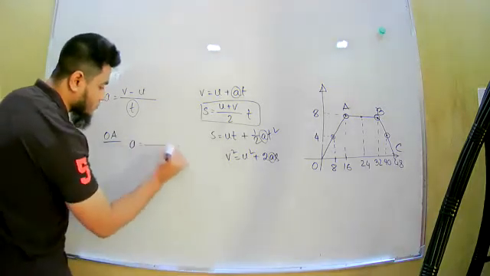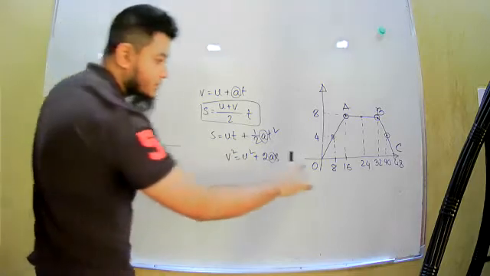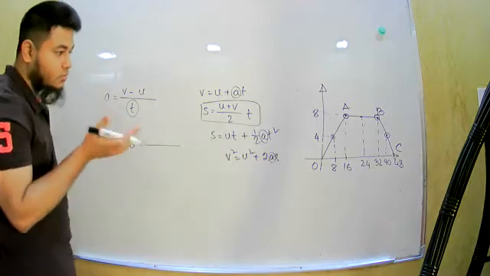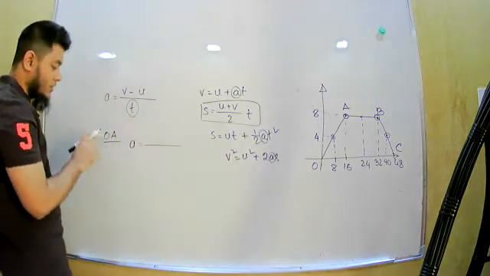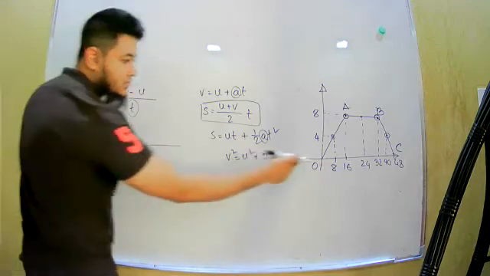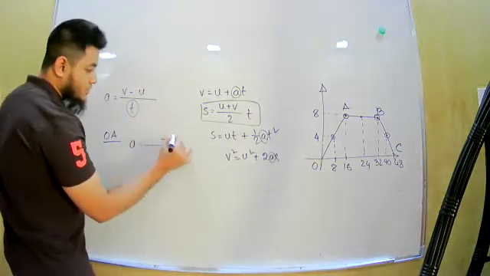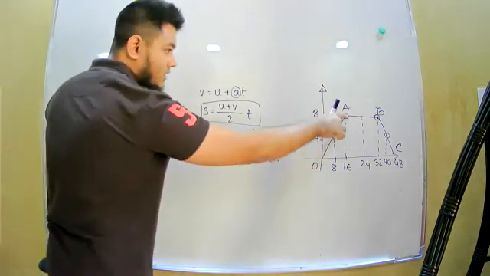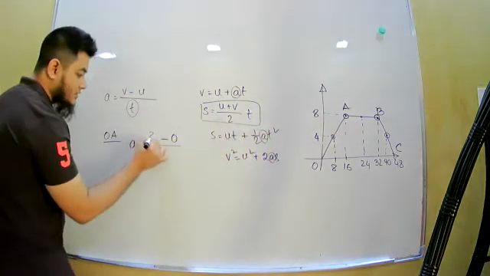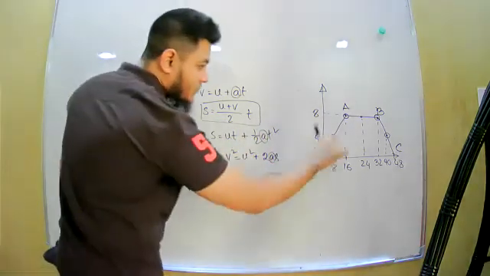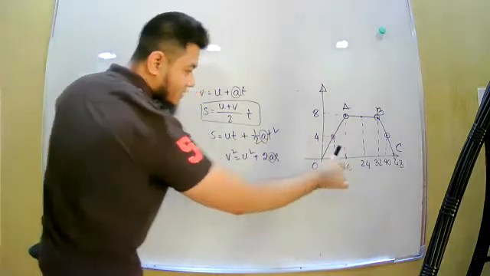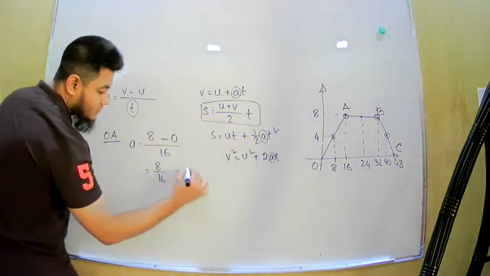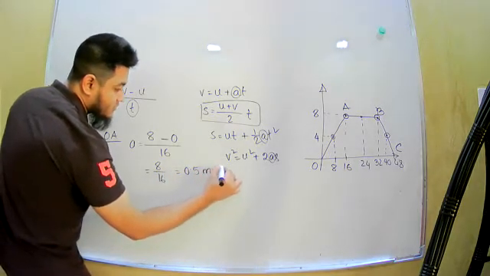A is equal to, now O is the starting point. Actually there are two ways. I will show you both ways, inshallah. So the initial velocity here is 0. So u is the initial velocity, 0. Now A is the final point. So what is the final velocity? 8. And what is the time taken for the OA part? That is 16 seconds. So 8 by 16 is equal to 0.5 meter per second square.